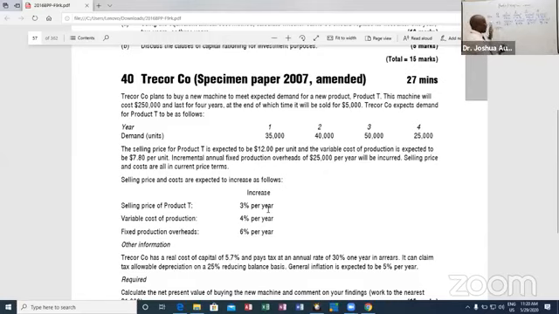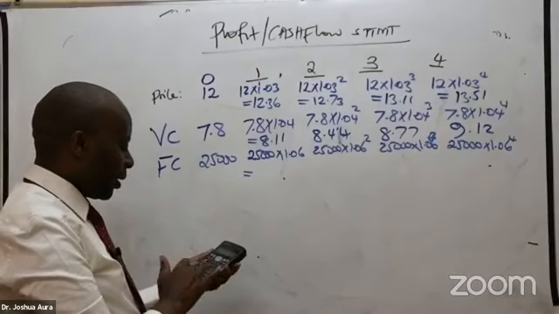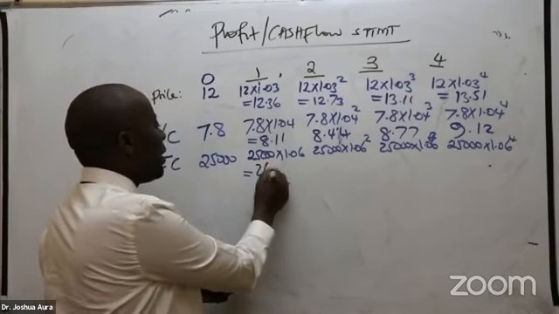So currently they are 25,000. So this will be 25,000 times 1.06. Then we have 25,000 times 1.06 raised to power 2. 25,000 times 1.06 raised to power 3. Then we have 25,000 times 1.06 raised to power 4, like that. So please give us figures. What do we have there? Somebody give us figures. So we have 25,000 times 1.06, which gives us 26,500.